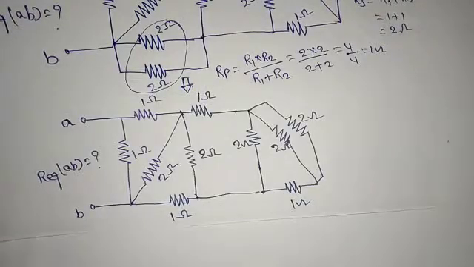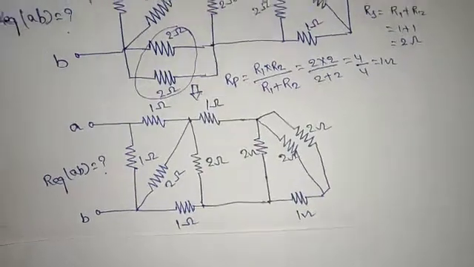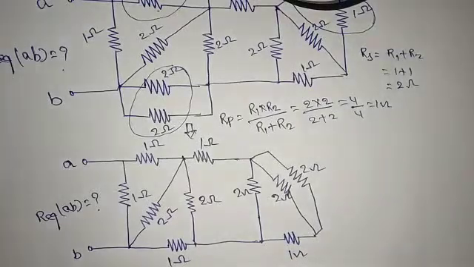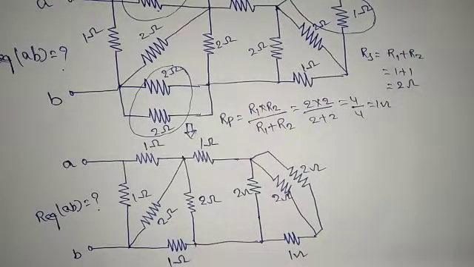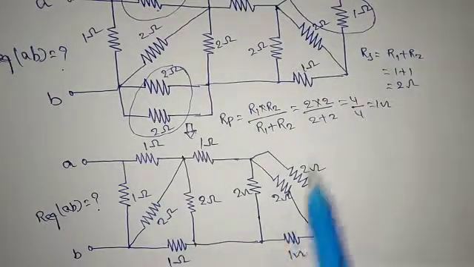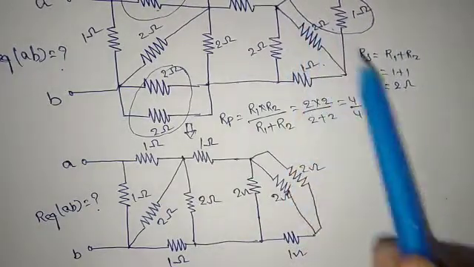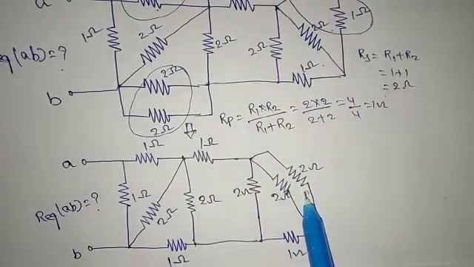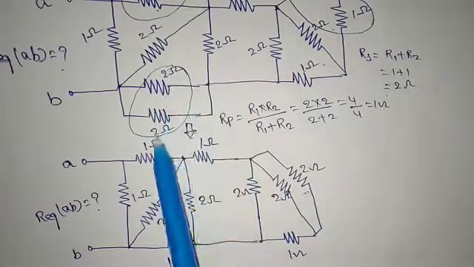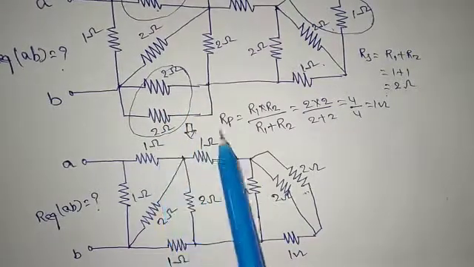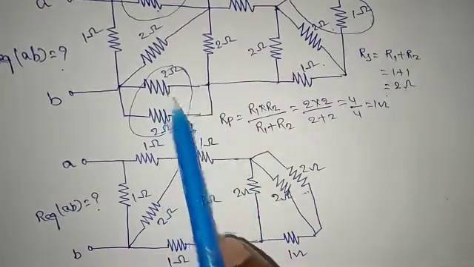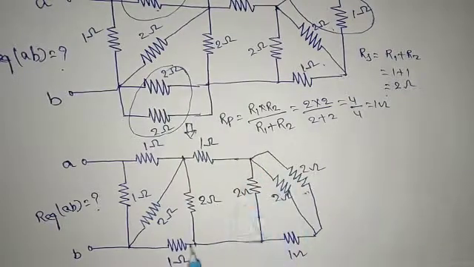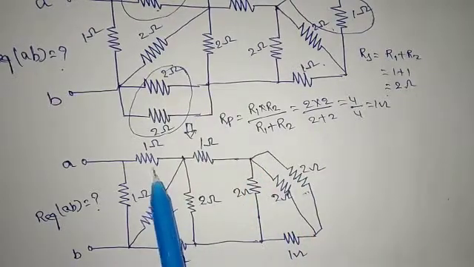So how can we redraw the above circuit? You can see here that after solving the above circuit, this 1 ohm and 1 ohm, we got 2 ohms. So we retain here the 2 ohms. Again, 2 ohms and 2 ohms are in parallel to each other, and after solving the parallel combination, we got the value of 1 ohm. So we have written the 1 ohm here and the 1 ohm here.